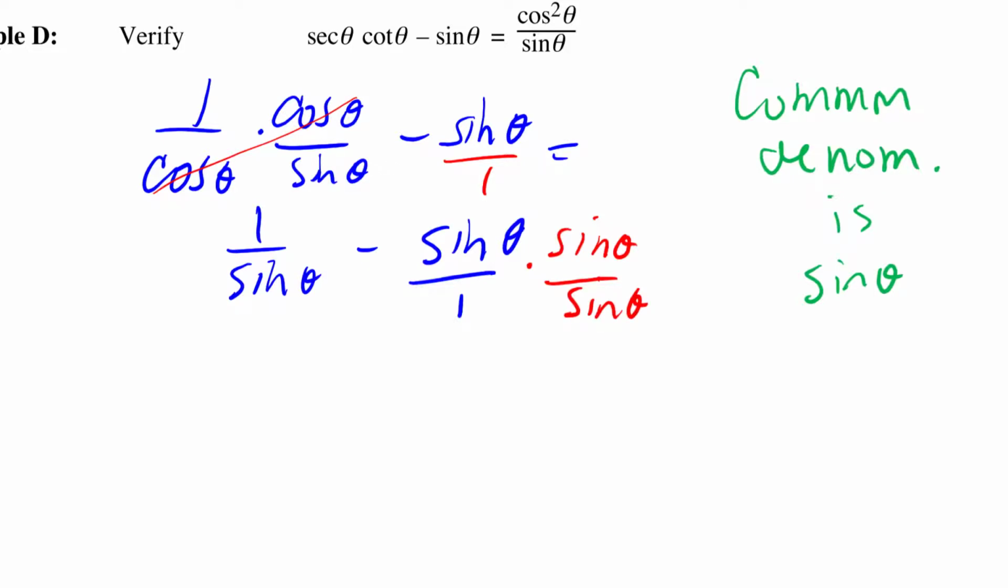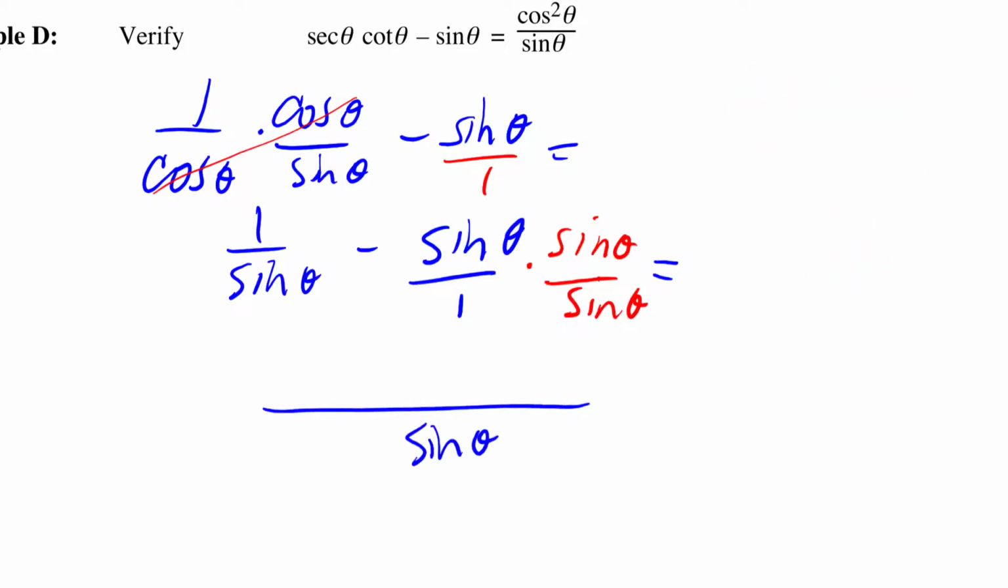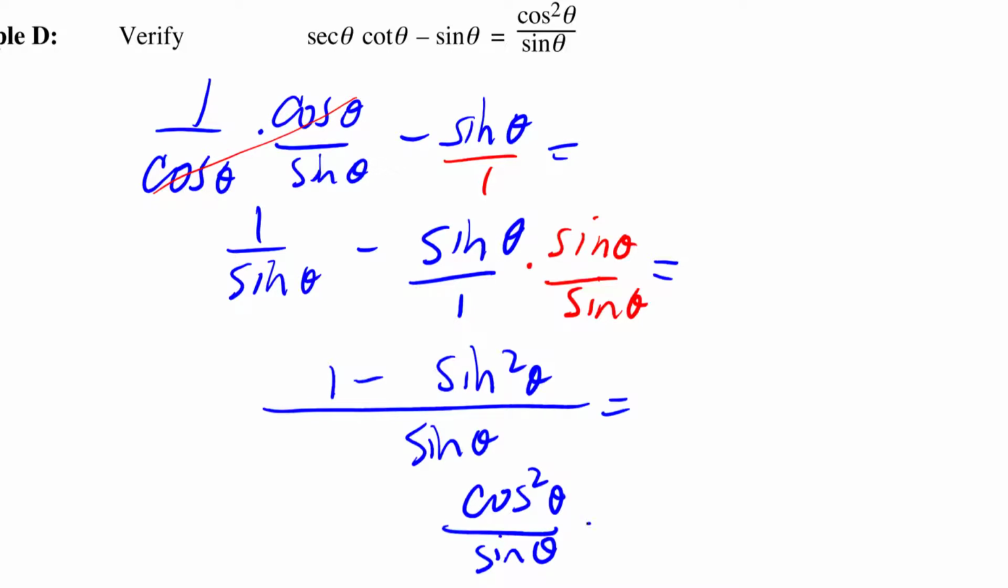So let's see what we get out of this. We have a common denominator of sine theta, so that becomes a single fraction. And the numerator is 1 minus sine squared theta. There's the Pythagorean. That's an identity. 1 minus sine squared theta is cosine squared theta. So cosine squared theta over sine theta, and that is the prize. That's the prize we were waiting for, cosine squared theta over sine theta, QED.